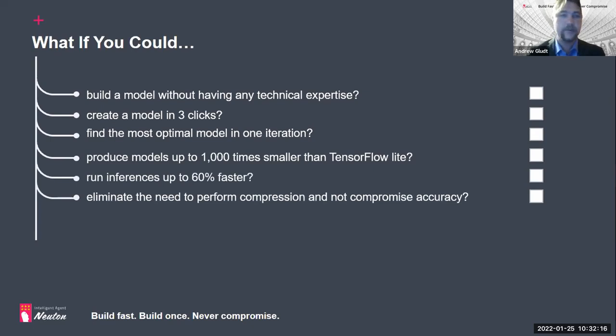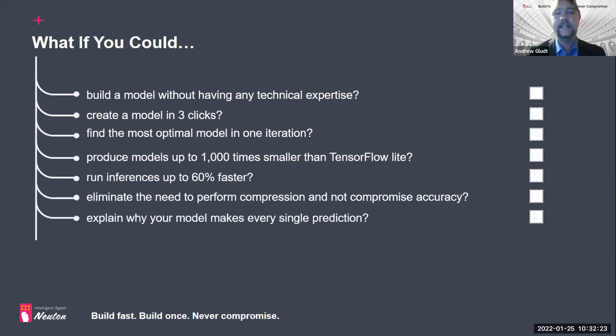A lot of times what we see as we do compression and quantization is a decrease in the accuracy. And on top of that, how can we explain why the model makes every single prediction? Some of the data and analytics that we saw in the explainability office during Sumit's demonstration, we also have the ability to look at each individual prediction and adjust the values to see how it would influence that prediction.